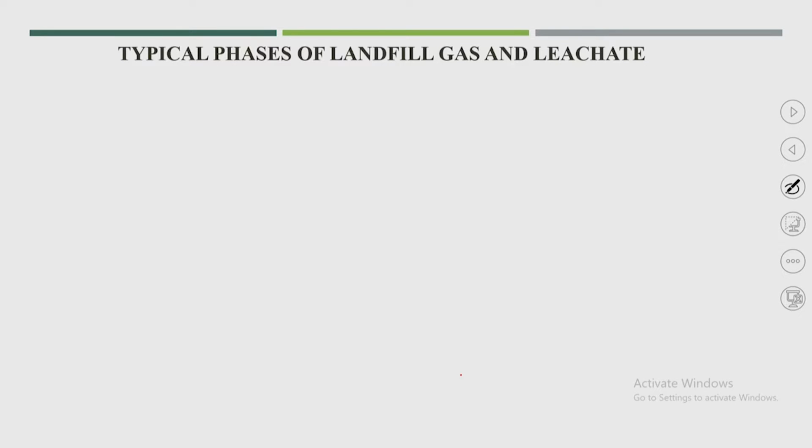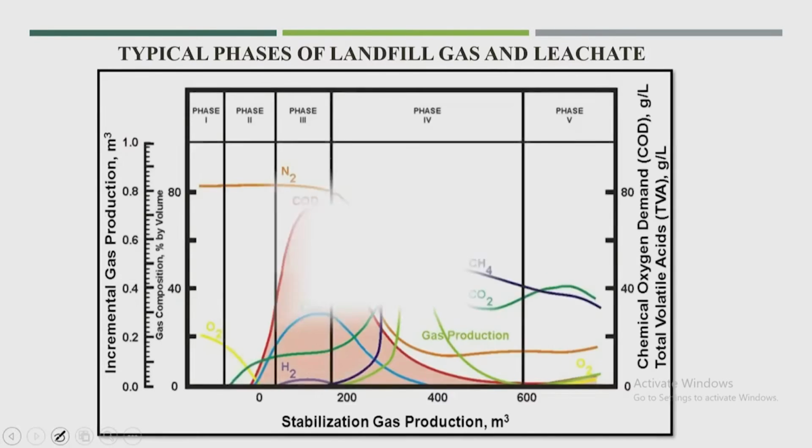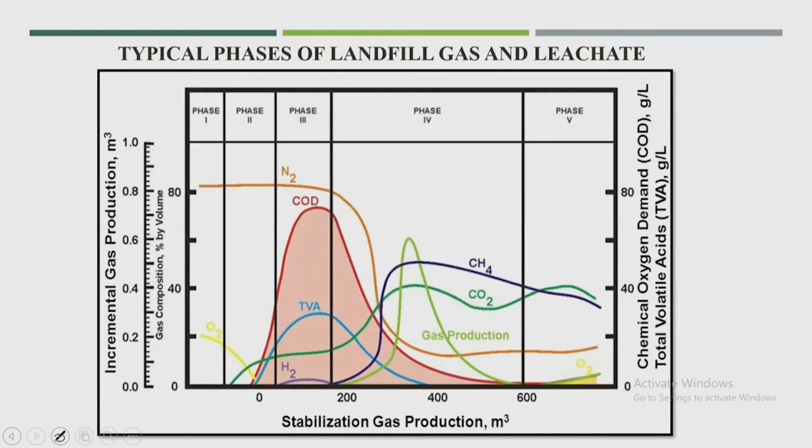Now, what are the typical phases of landfill gas and leachate? There are 5 phases if you consider gas or leachate production: phase 1, phase 2, phase 3, phase 4 and phase 5. In phase 1 there is also different gas production. In this lecture we will talk mainly about the leachate. You see here the graph of COD, which is major in phase 3.